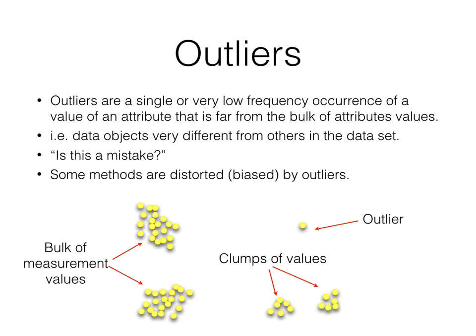Another issue is outliers. Outliers are single occurrences or very low frequency occurrences of a specific value of an attribute that's very far from the bulk of the attribute values. They turn out to be data objects that seem to be quite different to others in the data set. So we could think, is this a mistake? Sometimes it's a mistake, sometimes it may not be a mistake.